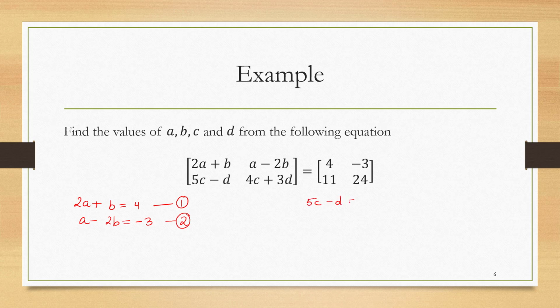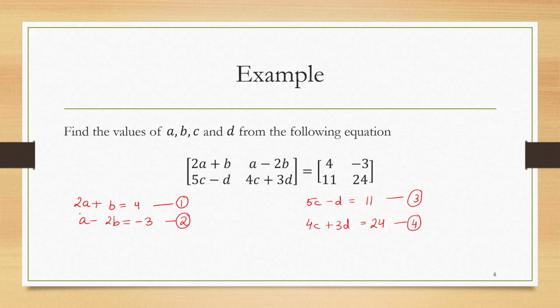5C minus D is equal to 11. This is equation number 3. And 4C plus 3D is equal to 24. Equation number 4. Now we try to solve these equations in order to get the values of A, B, C and D. Let's write equation number 1 again. From 1, we have 2A plus B is equal to 4.